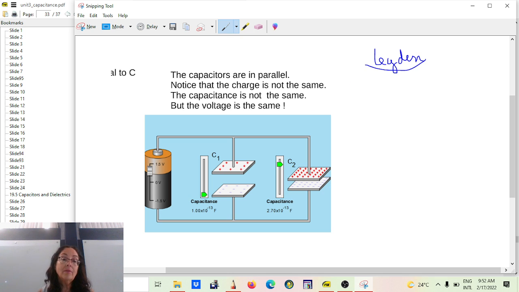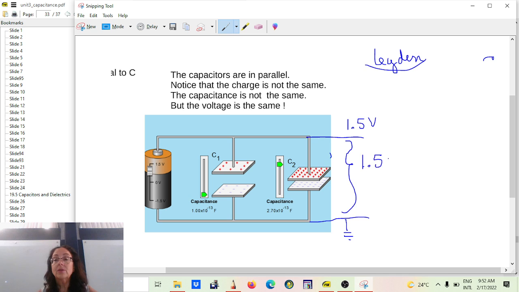Okay, so when you have a parallel circuit, the first thing to understand is that the voltage will be the same. I like to do it the engineer's way. That is, I like to make minus my ground. That will be the voltage. Voltage is similar to height. And you see that both of them have the same voltage across, right? So in that case, it's going to be 1.5 volt.